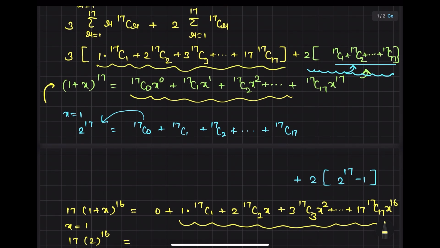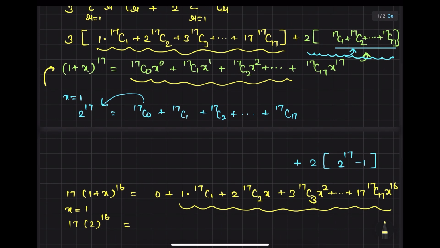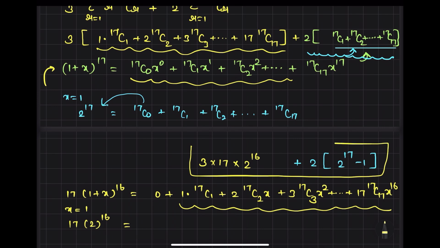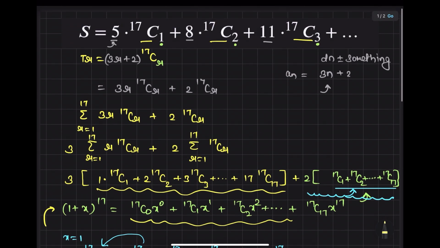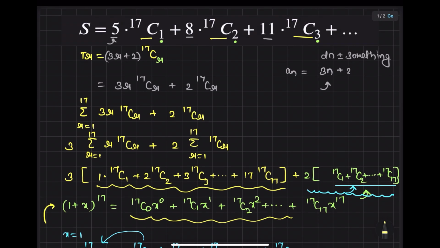So we can write that thing as 3 times 17 into 2^16. Now this is the required answer. You can simplify this thing to get the required result. I hope you got the idea, you got the approach, and you can handle similar situations.